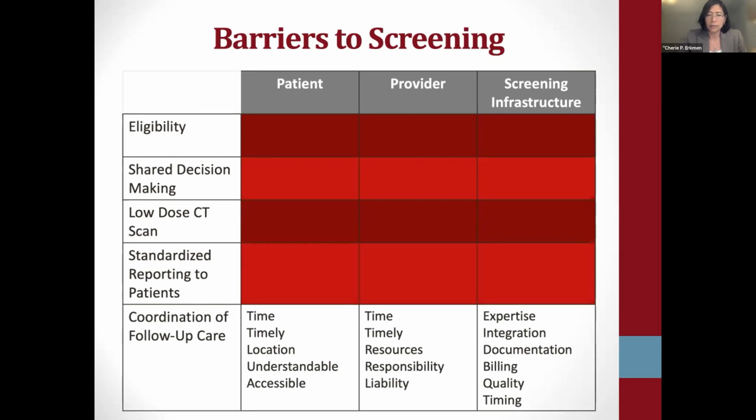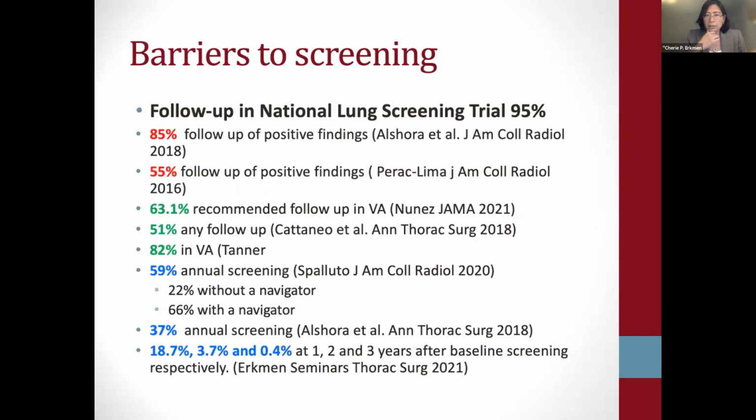Then at all levels, coordination and follow-up care. I wanted to drill down onto this a little bit more closely. Barriers to screening: when we're looking at follow-up care, in the National Lung Screening Trial it was 95%, but it really deteriorates in real-world settings, where it's 85%, 55% for positive screens. But when you look at follow-up for anything, including incidental findings, it goes down to 60, 50. And then annual screenings, only 59%.